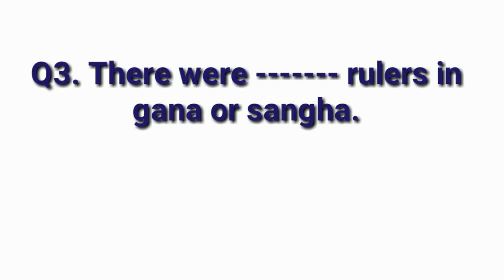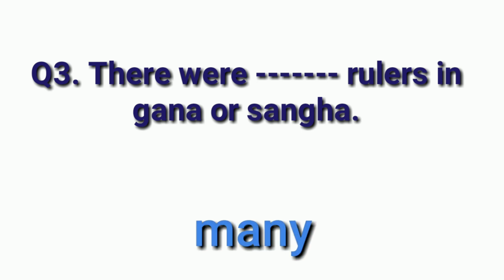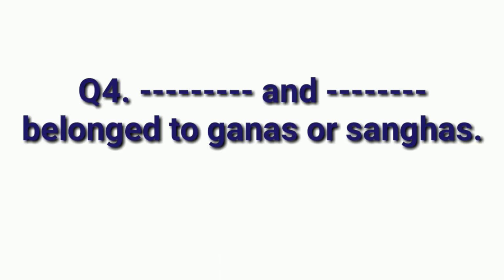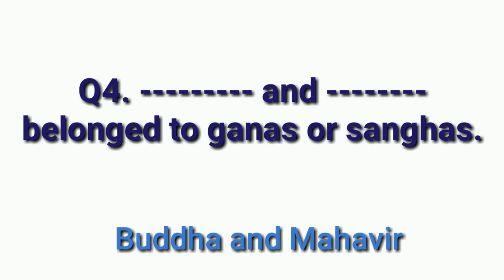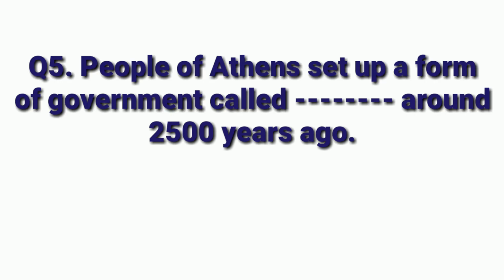Next question is there were dash rulers in Gana or Sangha. Answer is many. Many rulers were there. Next question is dash and dash belonged to Ganas or Sanghas. Answer is Buddha and Mahavira. Buddha belonged to Ganas and Mahavira to Sanghas.